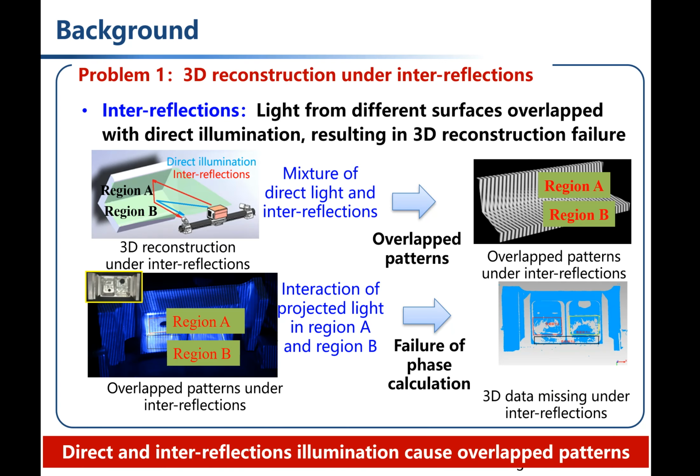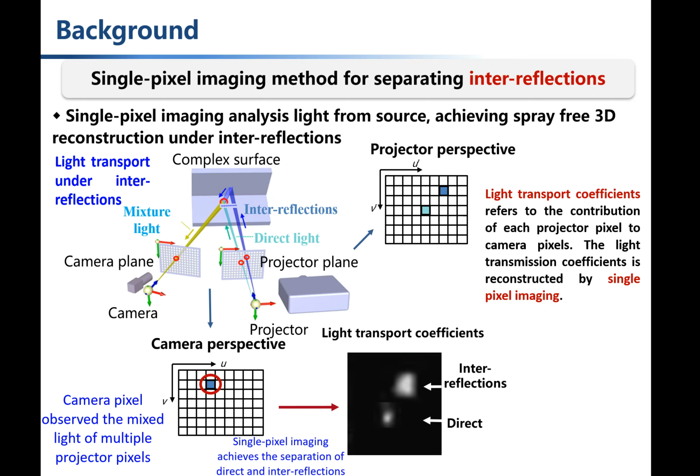Interreflections occur in groove structures composed of metal. The captured patterns are overlapped patterns mixed by direct light and interreflections, which cause data missing. Single-pixel imaging method can be used to separate direct light and interreflection.